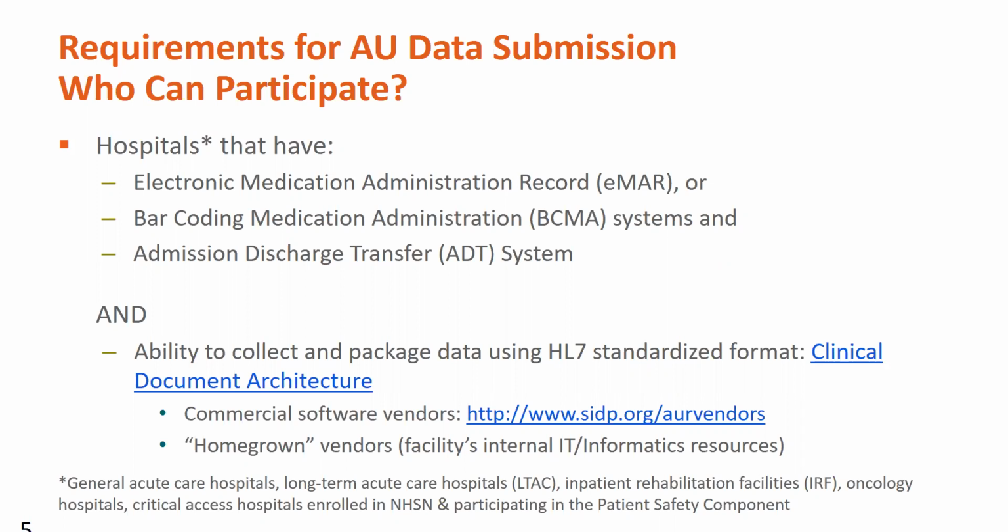We do have all sorts of facility types participating right now. So we have what we would consider our general acute care hospitals, which also includes critical access hospitals. But long-term acute care hospitals, rehab, oncology, and even psychiatric hospitals can all submit AU data into NHSN.